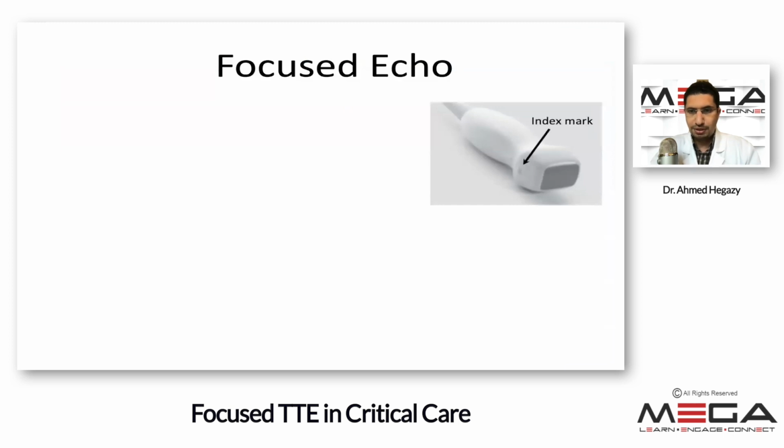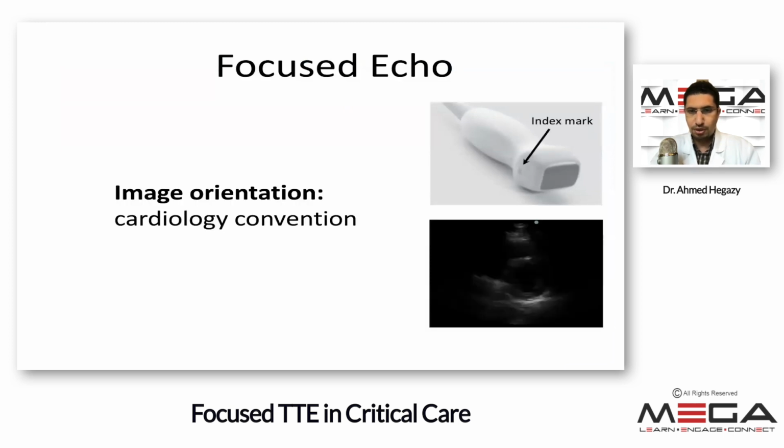I want you to pay attention to the index mark. The index mark will always correspond to the dot on the screen. If you have an echo machine or an ultrasound machine in general, once you switch it to cardiac mode, notice that the index mark will be on the right-hand side of the screen. If you switch it over to any other mode, for example abdominal mode or vascular scanning, you will notice that the index mark will switch over to the left-hand side of the screen.